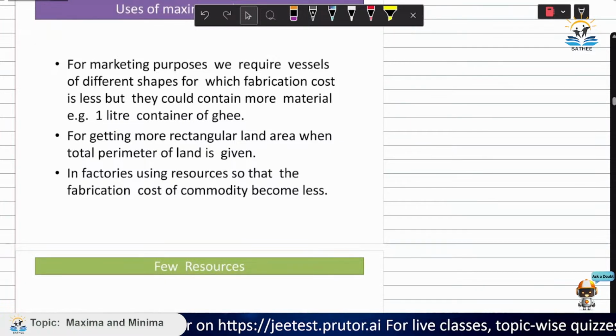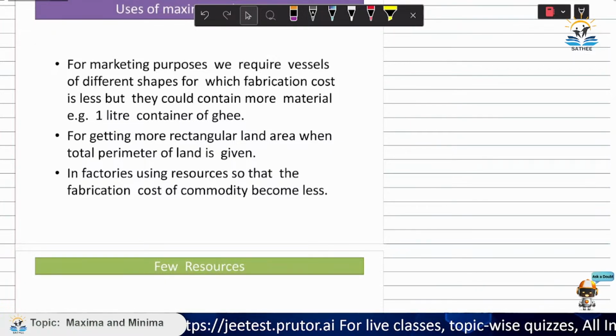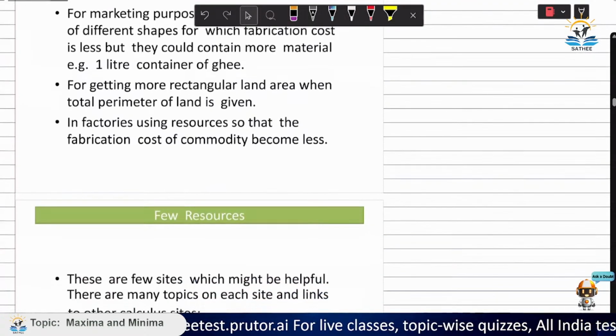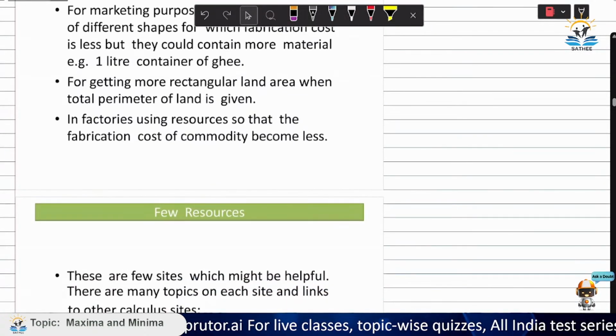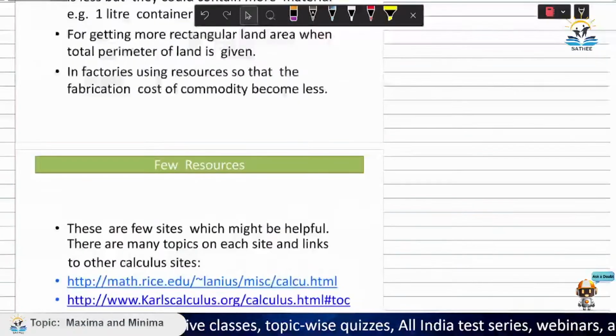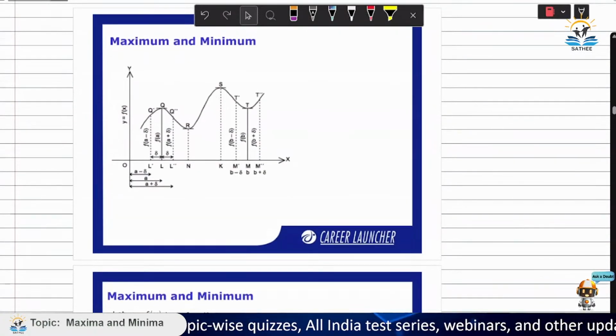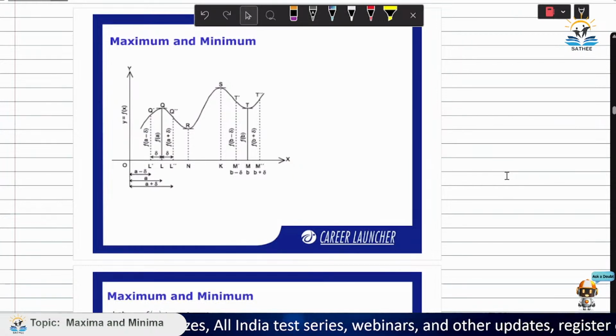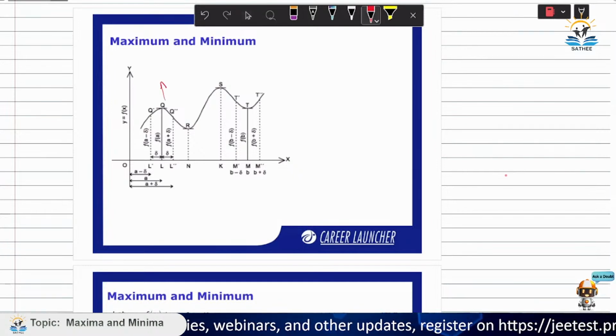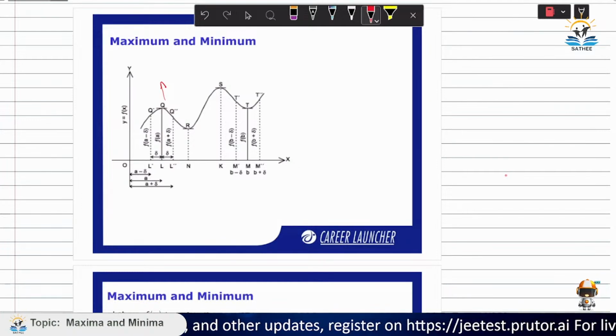For getting a more rectangular land area, when the perimeter of the land is given, this is one of the conditions where we use maxima and minima. In factories, using resources so that the fabrication cost of the commodity becomes less. This is also very true. Okay, so now let's see more mathematical aspects of maxima and minima. As we talked about what a maxima and minima is, as you can see, here is the Q point. This is the point of a maxima, T is minima, R is minima.